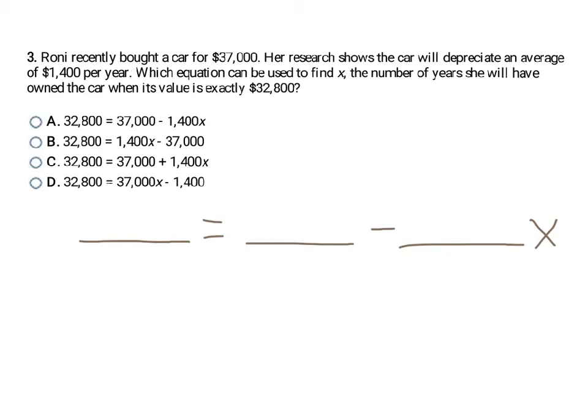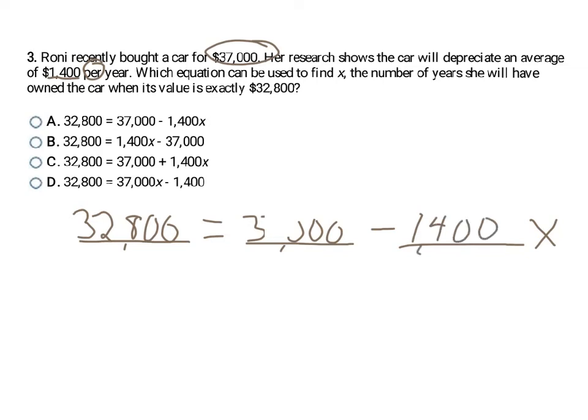So it wants to know how long does it take for the value of the car to be a total of $32,800? And so that's going to be where I'm going to put my total number. The car initially started out at $37,000. That was my starting number. So it's going to go one time at the beginning with no x. And then per year, that means that for every year, it's going to go down 1,400. So I'm going to multiply that times the number of years, which is what I use to tell x. And so that's going to be my equation, which is letter A.